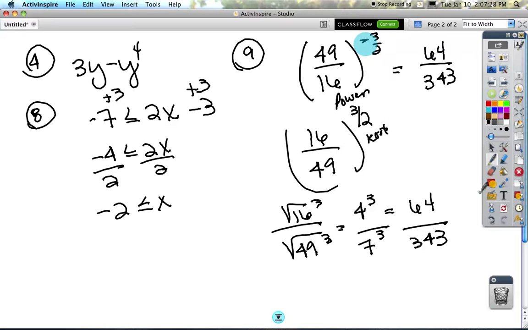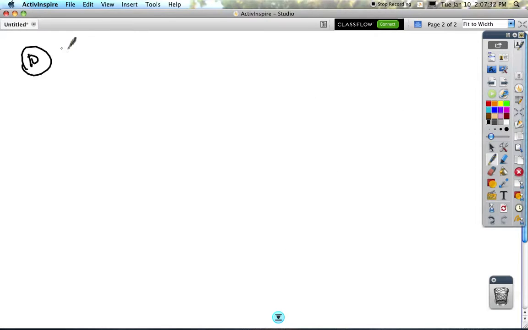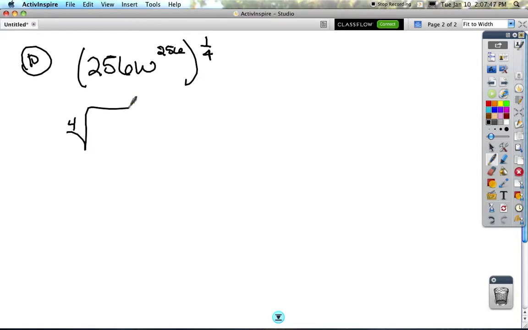Okay, let's look at 10. You're going to see one like 10 tomorrow because they're all over this packet. 256^(1/4). Do you see a negative exponent? No, so I'm not flipping any base. What root am I taking? 4. The fourth root of 256, and I'm raising it to the first power. This is the power. This is the root.